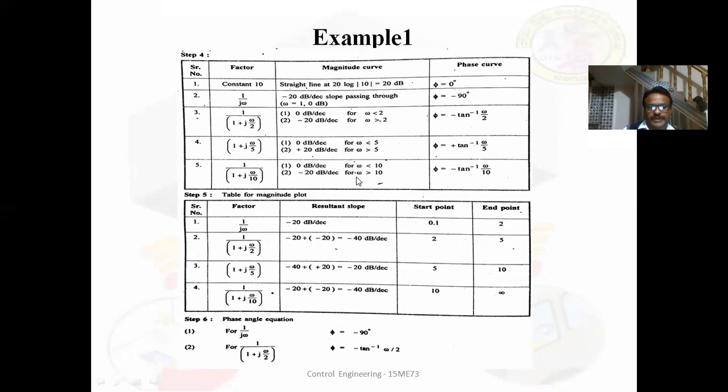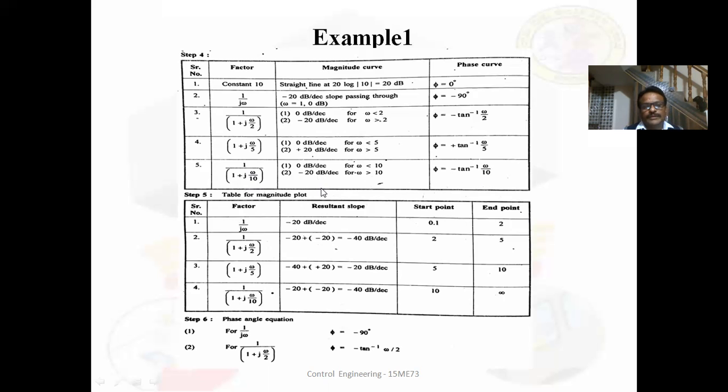Minus 20 dB per decade, omega is greater than 10. Then the phase angle is minus tan inverse of omega by 10, that is, imaginary part by real part: tan inverse of omega by 10 divided by 1. So that will be minus tan inverse of omega by 10.